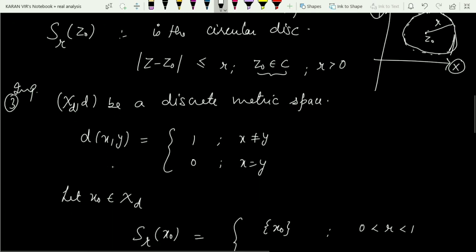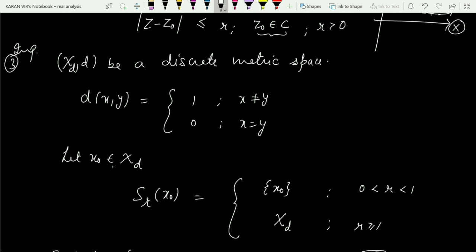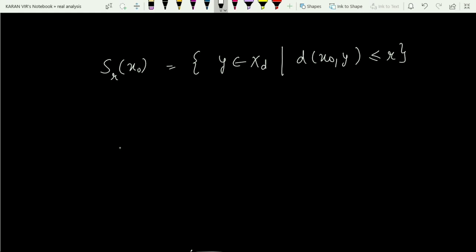Moving on to another example, let (X, d) be a discrete metric space, which is defined as d basically: if x and y are not equal, the answer comes out to be 1, and if they are equal, the answer comes out to be 0, right? In order to discuss the closed spheres in case of a discrete metric space, I will write the definition: it is the collection of all the y's coming from the space such that the distance between x naught and y is less than or equal to r.